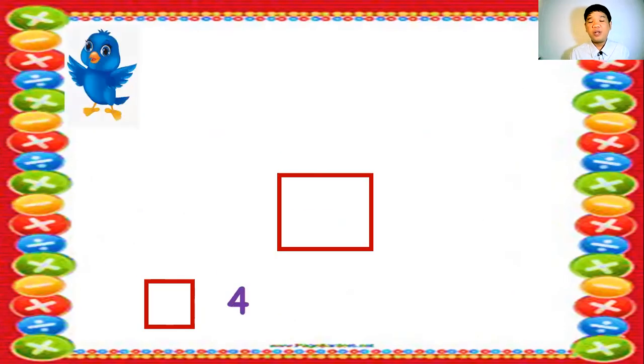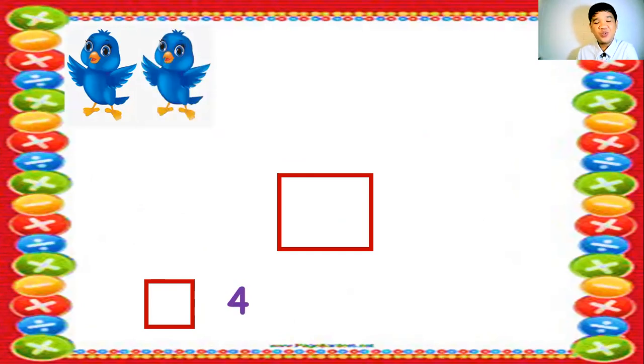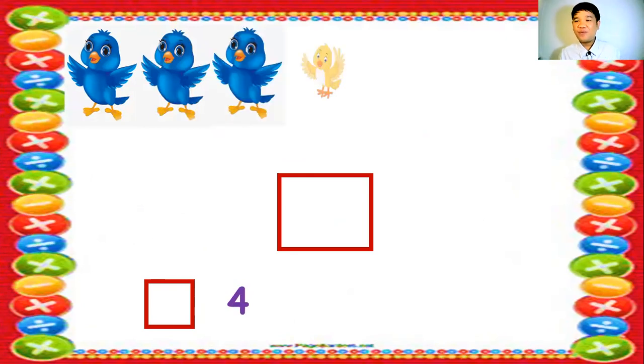Our object for now is birds. Let us check the number of the bluebirds. 1, 2, 3, 4. All right. So we have only 3 bluebirds.